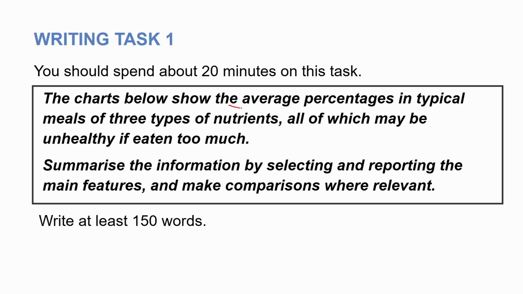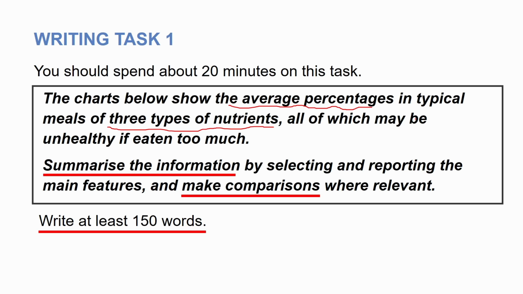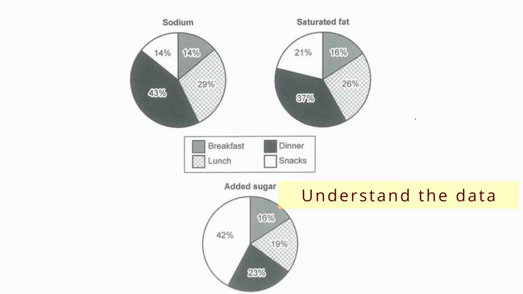So it's about the average percentages of 3 types of nutrients. You know that the instruction is always the same. In writing task 1, we need to summarize the information and make comparisons where relevant. In doing so, you need to aim for 150 words to be able to cover all the main points. Now it's time to understand the data.